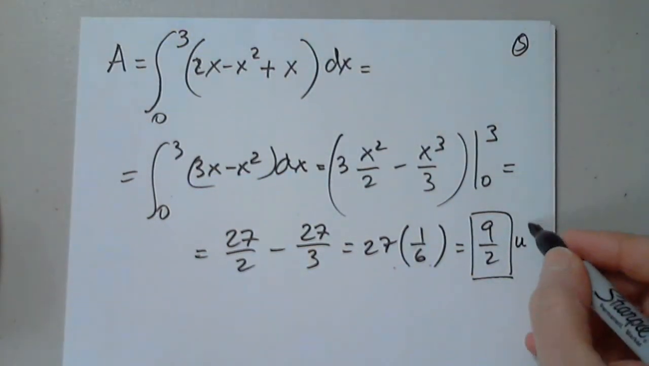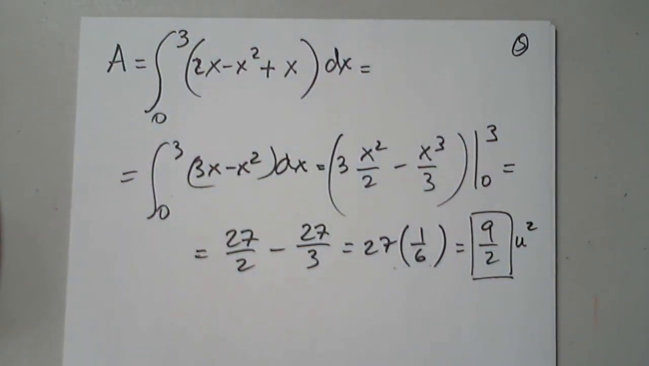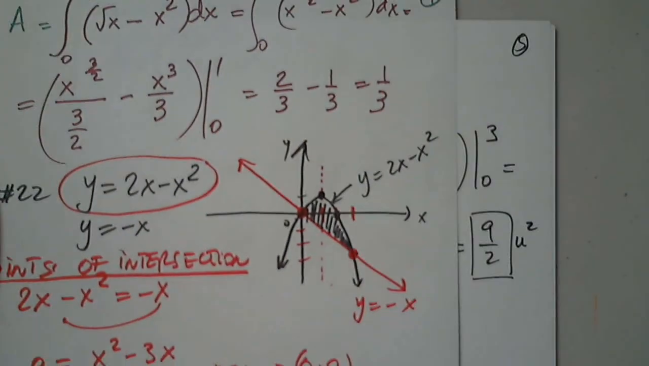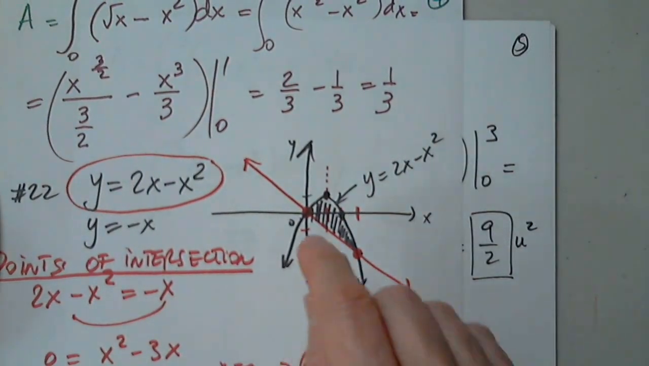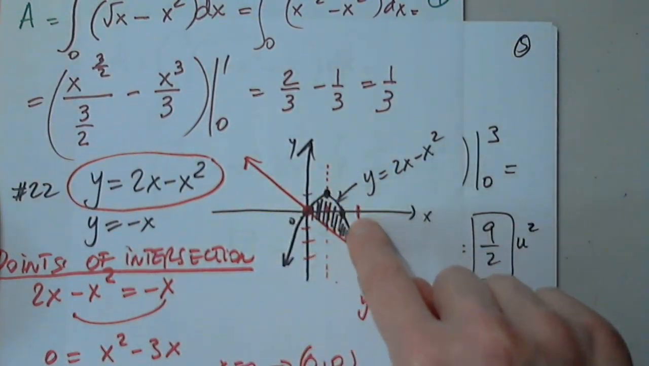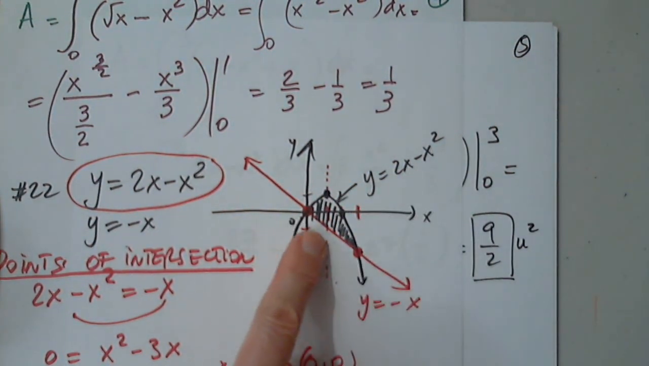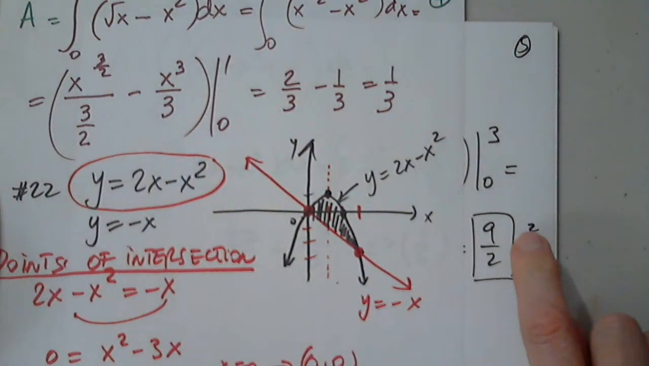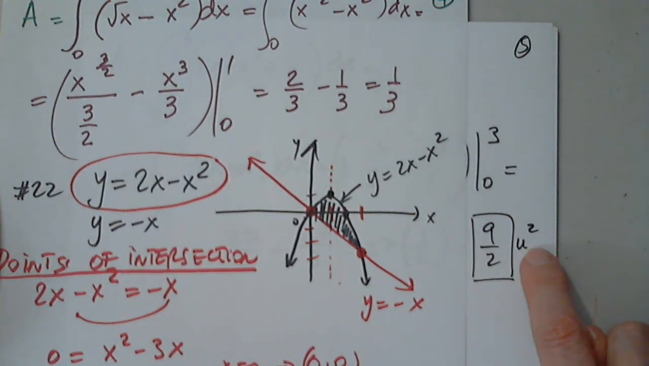Units squared, whatever measurement unit. We're not given anything. It's a fictitious example, right? So this area enclosed and limited above by this function and limited below by this function is 4.5 units squared.